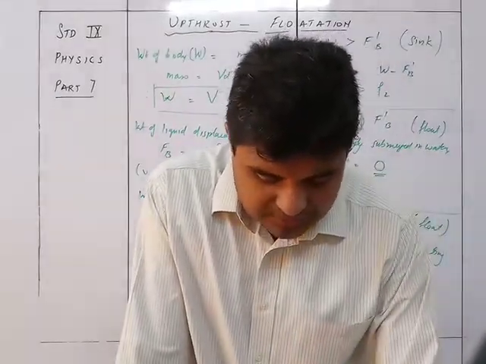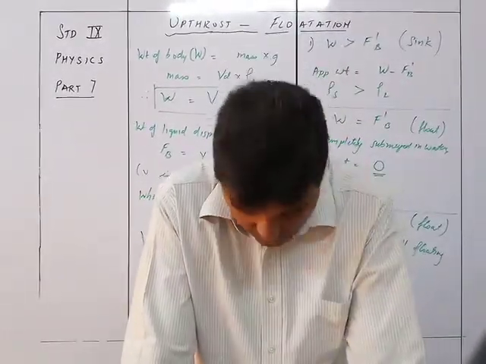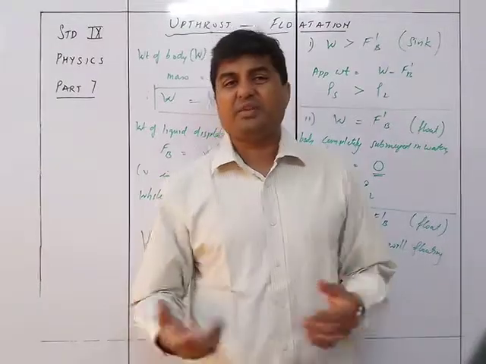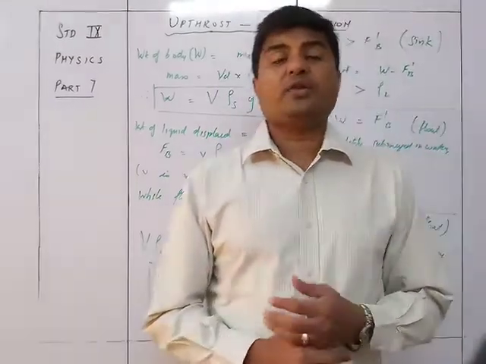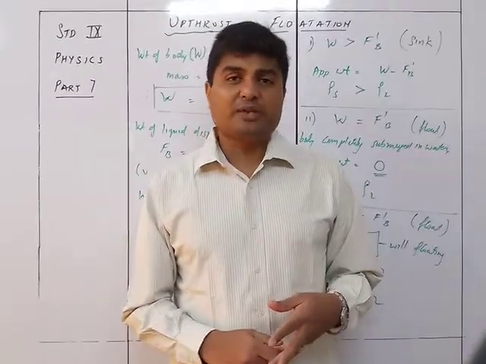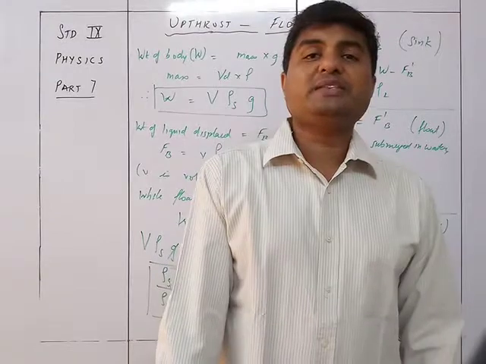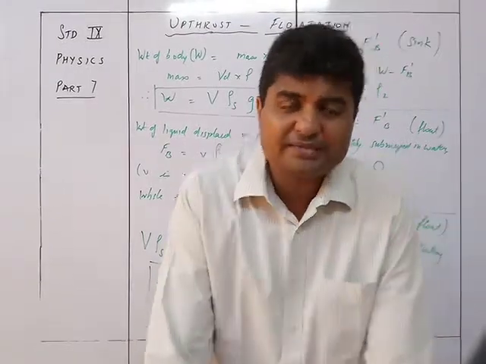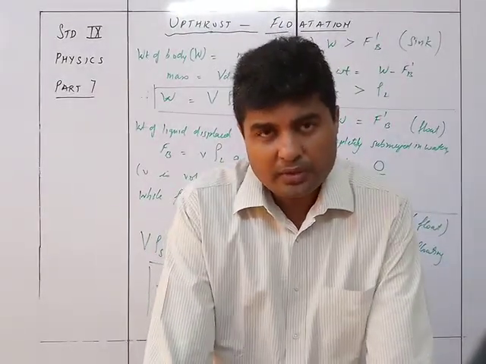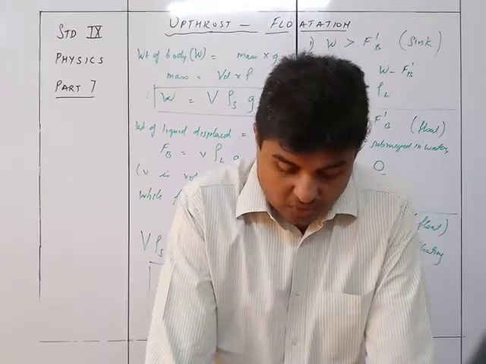The ship begins to submerge more as it sails from seawater to river water. Now this is very easy, because we know that sea water has a density greater than river water. More the density, more the upthrust. More the upthrust, lesser the submerged part. Hence, it is going to sink more in river water as compared to sea water.